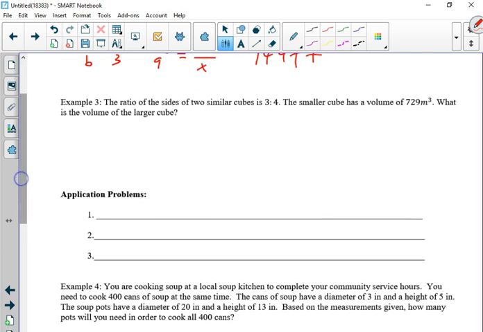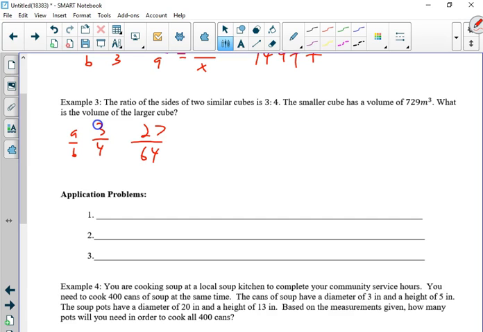All right, example 3. The ratio of 2 cubes is 3 to 4, 2 sides. Okay? So again, 3 to 4 is my A to B. Now I'm working with volume, which means cubed. So 3 cubed is going to be, not 9, do one more, 27, and 4 cubed is 64. So that's the volume ratio.